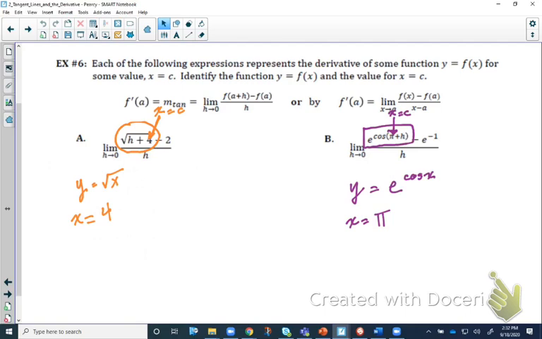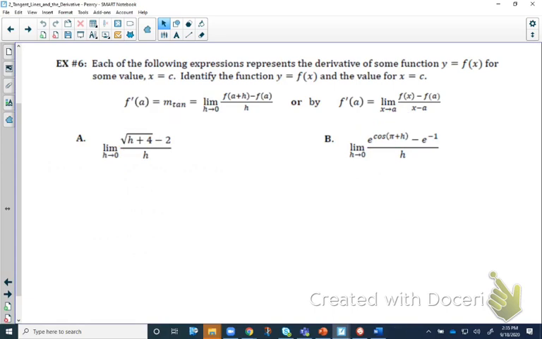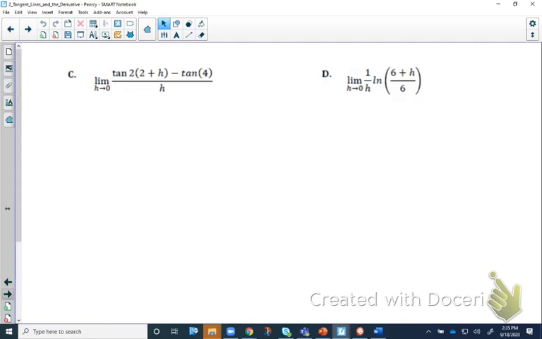Okay, so here is B worked out for you. Here, the basic function that we're seeing from the difference quotient is going to be e to the cosine of x power. And in this case, the input value that you're looking at for x, or c, however you want to think of it, is pi. So that is how we're looking at those backwards from the difference quotient to identify what the basic function would be and what the input value would be. And again, here we're looking at the same kind of concept as h is going to approach 0.